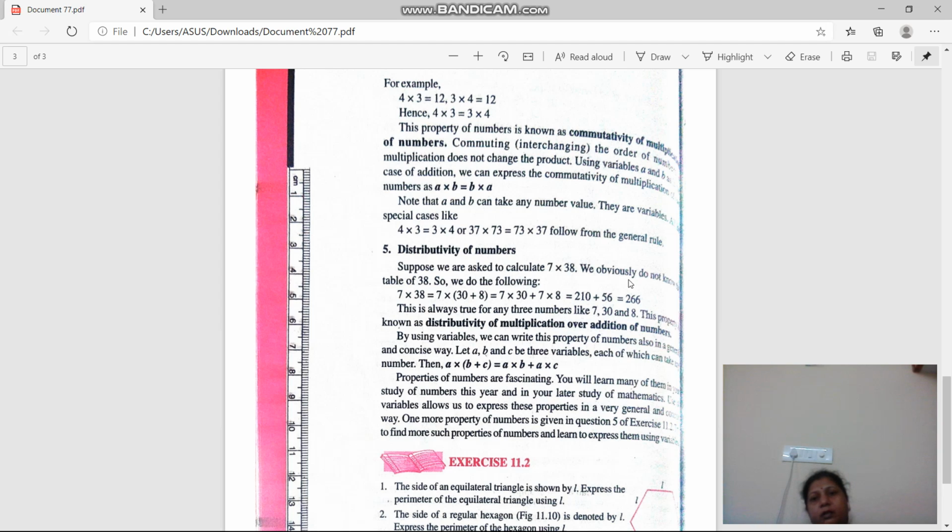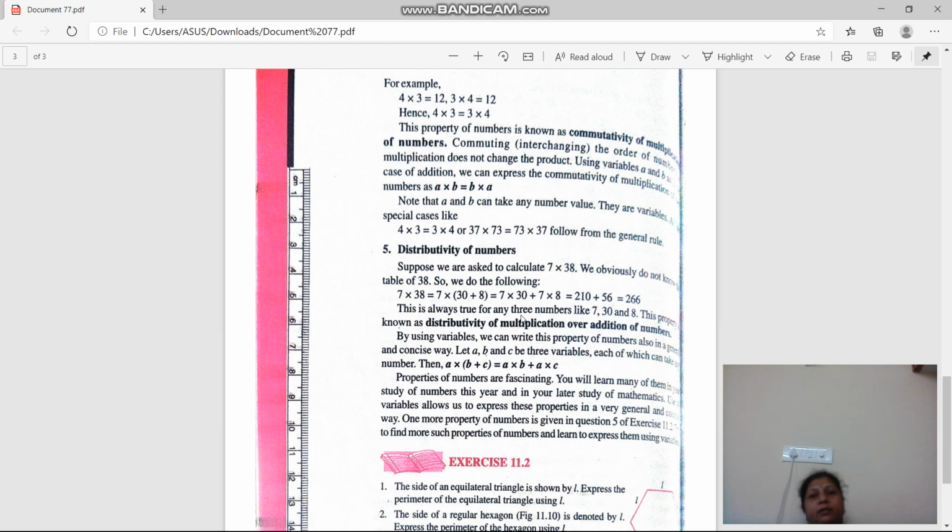We obviously do not know the table of 38, right? So what we do, we have done the next thing, that is 7 into 38 means 7 multiplied by 30 plus 8. So it is easy, we can multiply 7 by 30 plus 7 into 8. So we get 210 plus 56, that is 266, right?